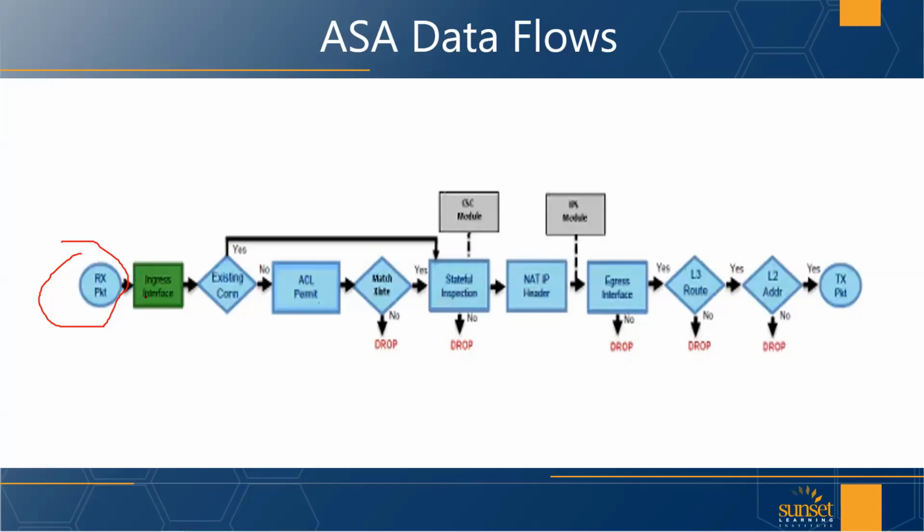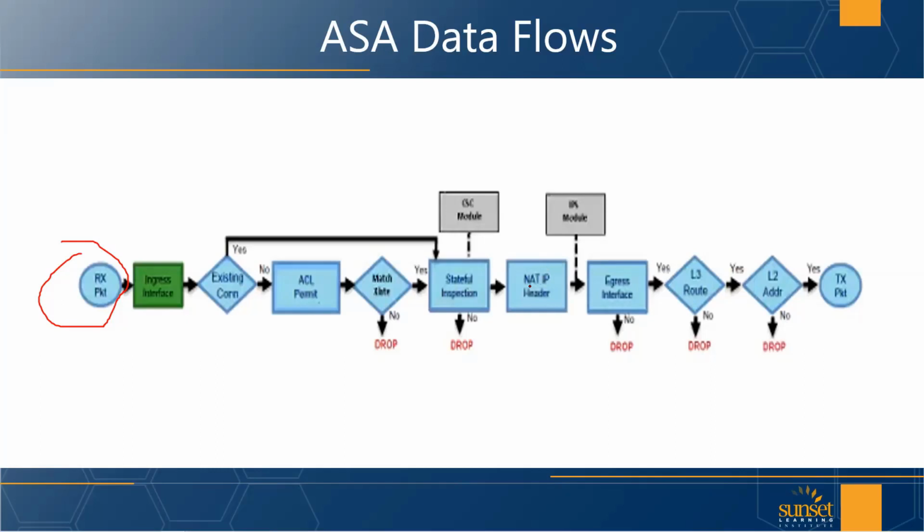At the ingress interface, first of all, is it an existing connection? If it's not, we run that traffic against the access control list. Okay. And then at that point, is there a match in the state? If not, we can drop it. If there is, we do our stateful inspection, where we basically log the flow, log the connection, the acknowledgement, your sequence number, TCP sync. All those things are logged as part of this stateful inspection.